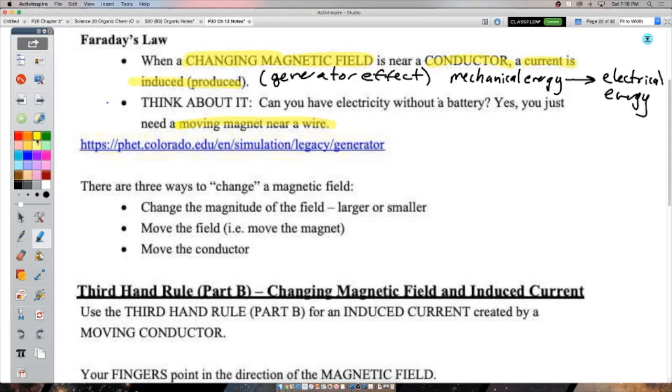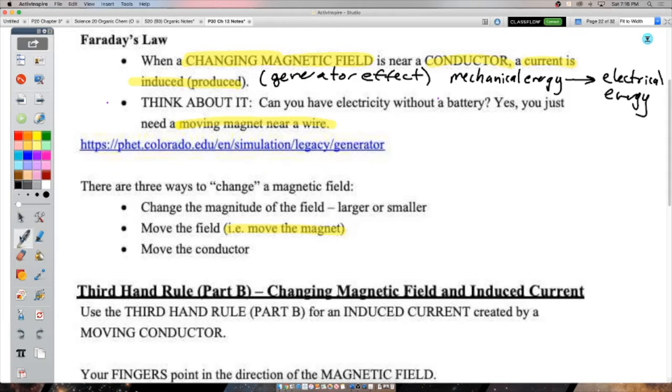We could move the field. That's what you saw in that simulation, right? To move the field, what do you do? You move the magnet, right? That's how most of our energy works. Make a magnet move and you can induce current, and that means you can produce electricity, okay? Or there's a third way that we are going to look at right now.